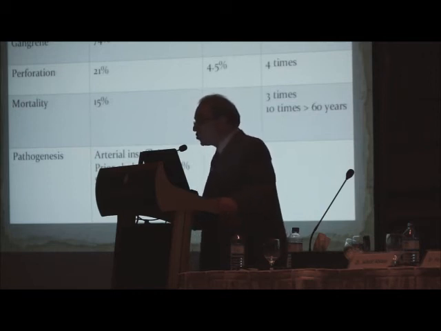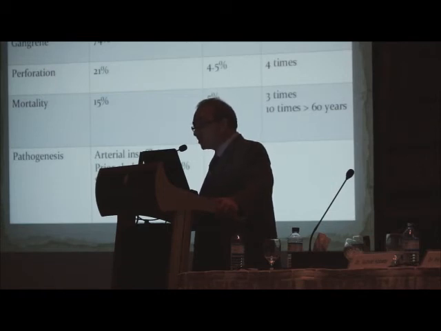Gangrene occurs in 74% of cases, while in ordinary cholecystitis it is 2.5%, so it is 30 times commoner in emphysematous cholecystitis. Perforation also is about 21%, and it is only 4.5% in ordinary cholecystitis, so it is 4 times commoner. Mortality is quite high, more than 15%, while in ordinary or non-emphysematous cholecystitis it is less than 5%, so it is at least 3 times more probable in emphysematous cholecystitis.